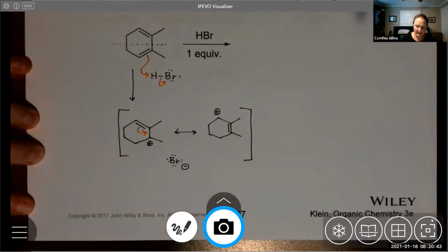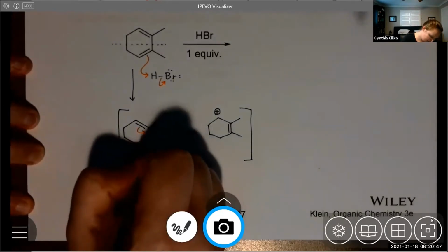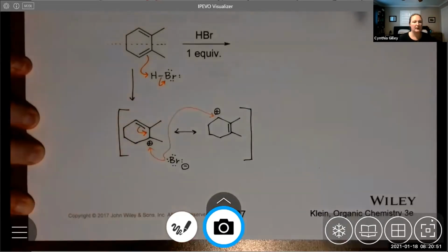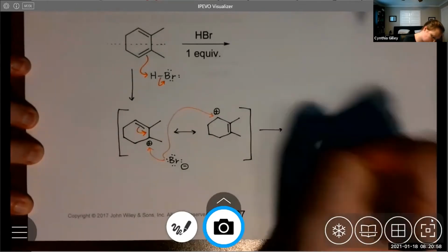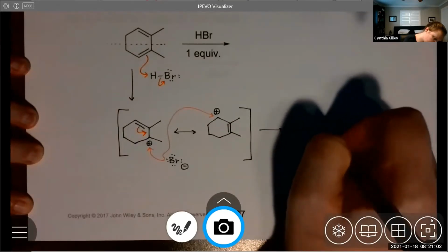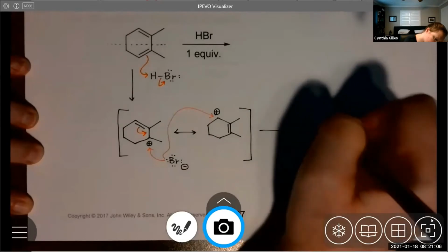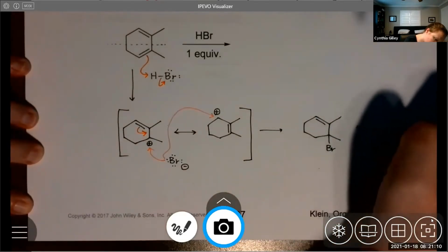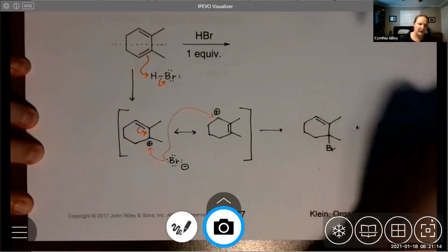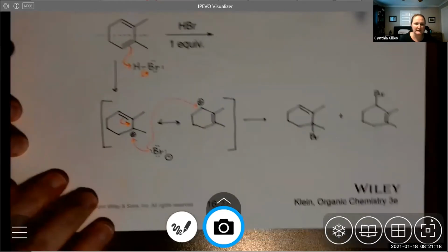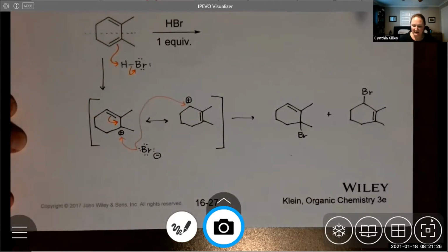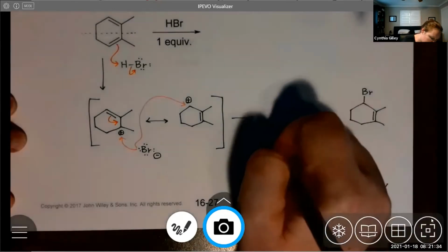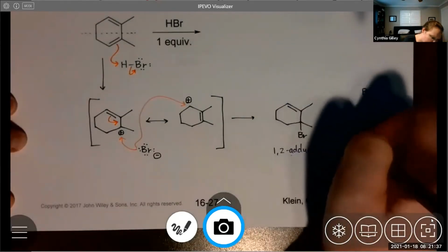And then we can show bromide doing a nucleophilic attack at the carbons that share the positive charge. This is going to lead to 2 products. Again, I've left the hydrogen off for simplicity, but the hydrogen would be at this terminal carbon at the very bottom of the structure. So we can label these the 1,2 and the 1,4 adduct. Since the hydrogen was added here, we're going to call this the 1,2 adduct, and this one the 1,4 adduct.